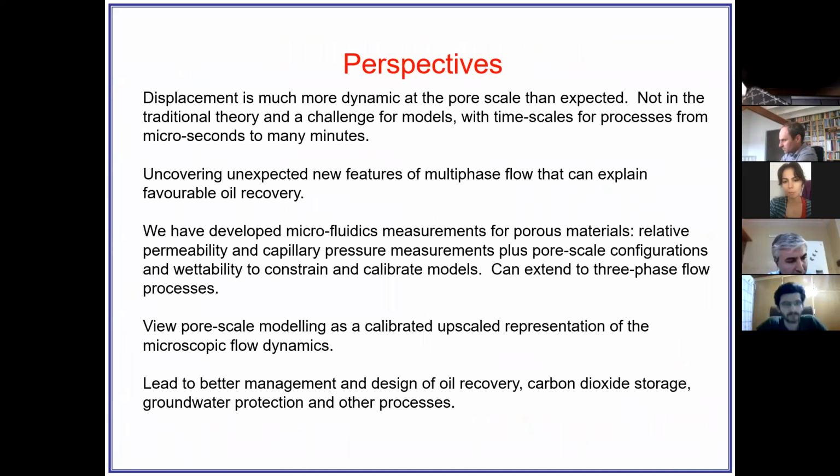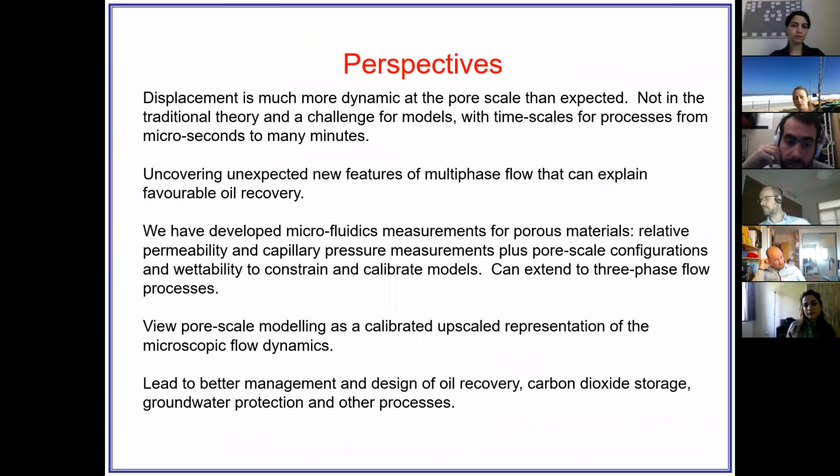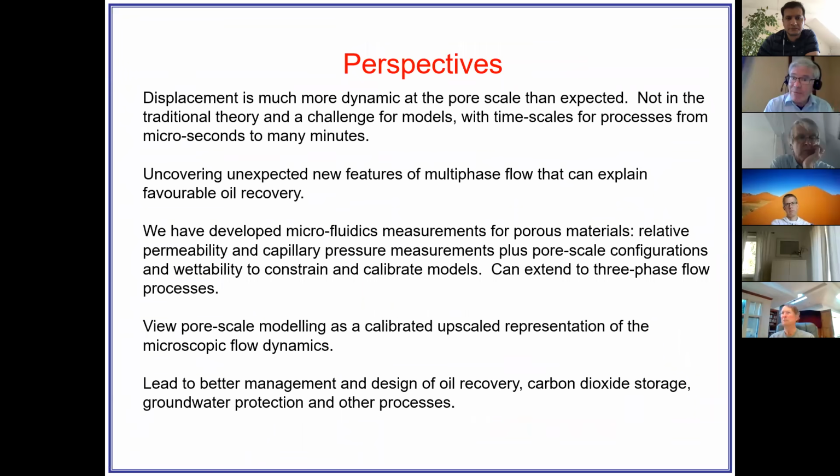So I'm going to wrap up here. There's much more I can say, but obviously we need to have time for questions. So we have very dynamic displacement. Okay, so this is a challenge for models, right? Both including other geometric factors, but also the dynamics. We can explain some unexpected features with these minimal surfaces.